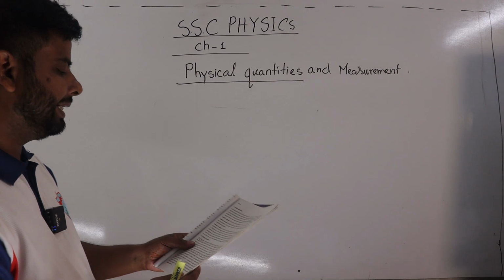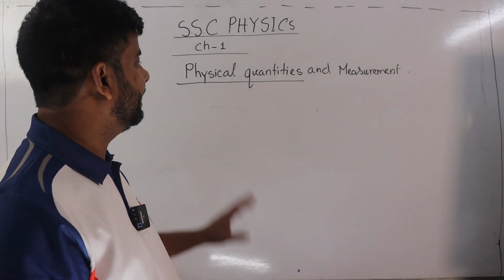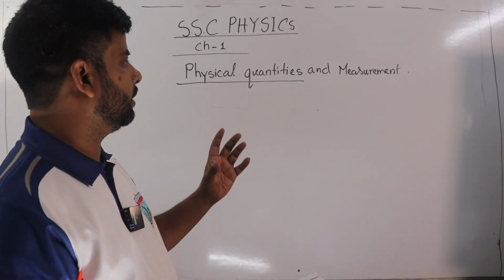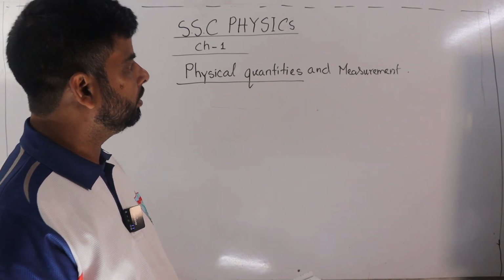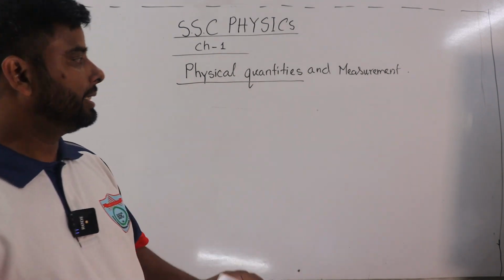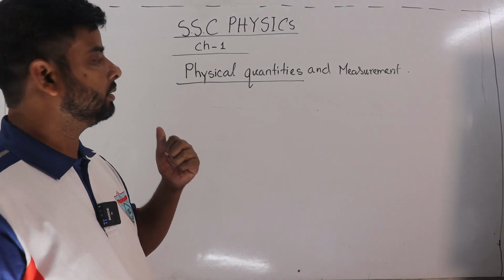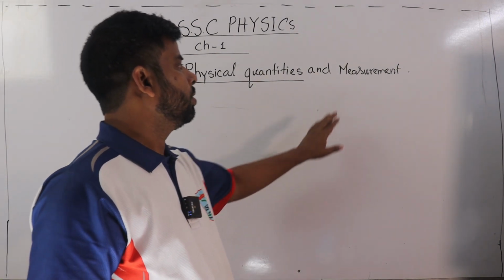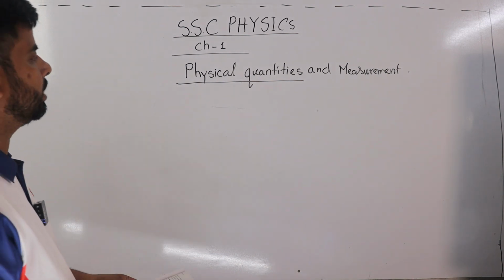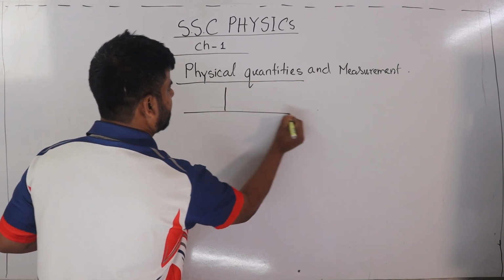For example, the length of the table we can measure. That's why length is a physical quantity. We can measure the mass of an apple, so mass is a physical quantity. We can measure what amount of force is applied on an object, so force is a physical quantity. Now, there are two types of physical quantities. One is fundamental quantities.